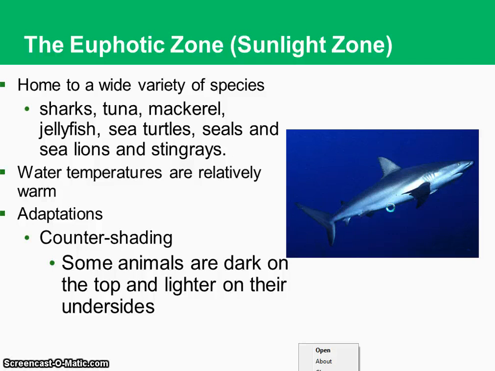And some of the adaptations is that you're going to see counter shading. So in other words, the animals are darker on the top and lighter on their undersides, because that way if you're a predator looking up at prey and the prey is lighter on their undersides, it's going to blend in more with the sunlight. And conversely, if you have a predator swimming on top, when it looks down at the prey, the prey will blend in more with the bottom of the ocean. So that's why it's dark on the back.